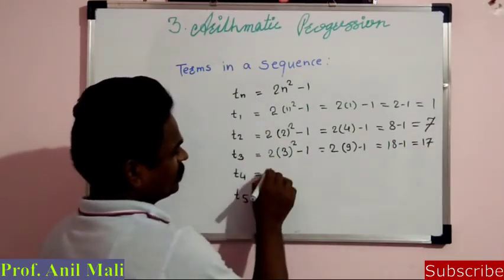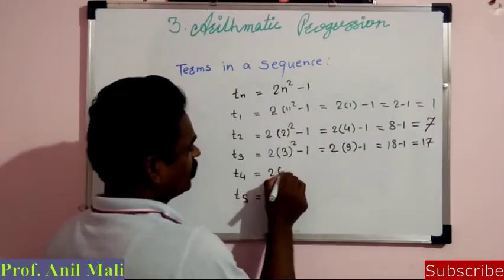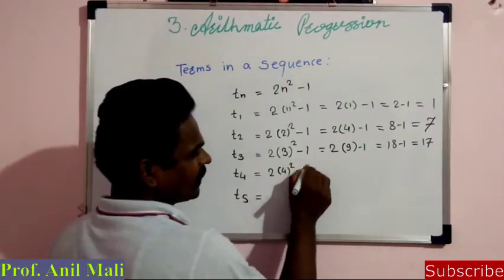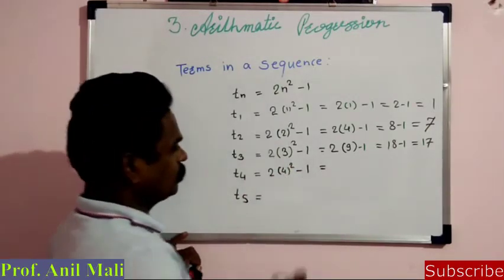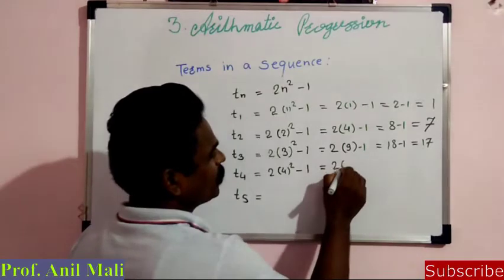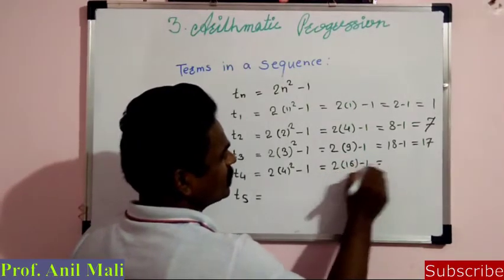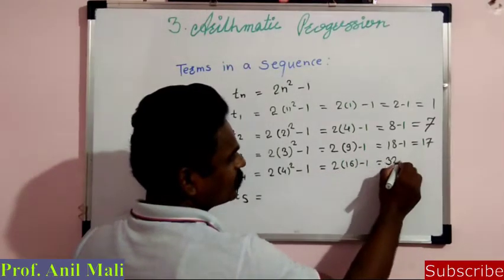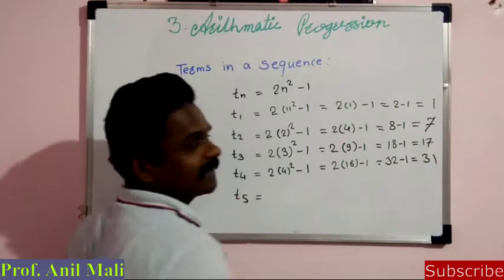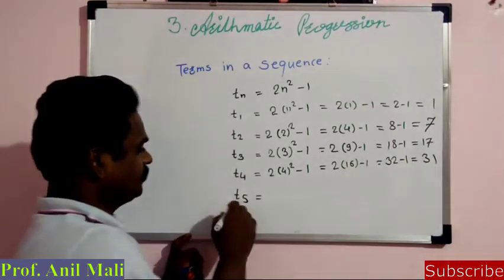Fourth term, 2 into, put n is equal to 4. So it's 4 square minus 1, that is 2 into 4 square is 16, minus 1. 16 2s are 32 minus 1. It's 31. Okay, fine.